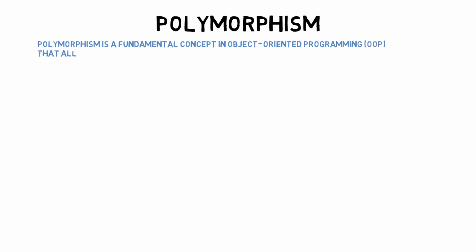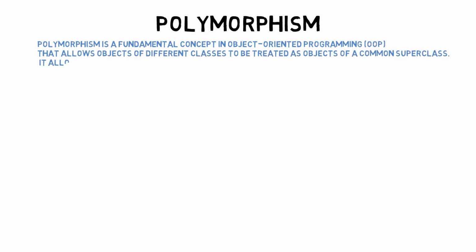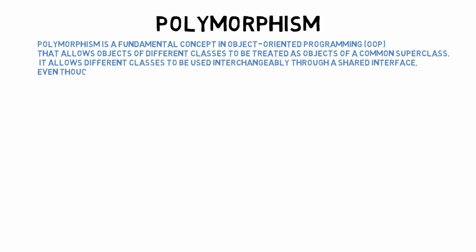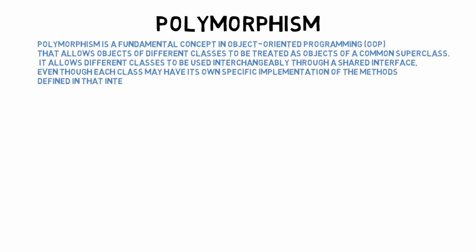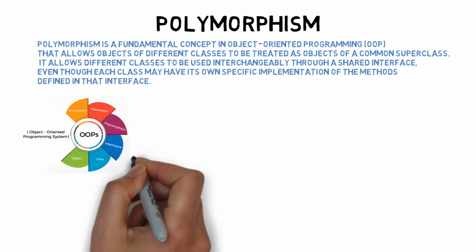Polymorphism is a fundamental concept in object-oriented programming (OOP) that allows objects of different classes to be treated as objects of a common superclass. It allows different classes to be used interchangeably through a shared interface, even though each class may have its own specific implementation of the methods defined in that interface.